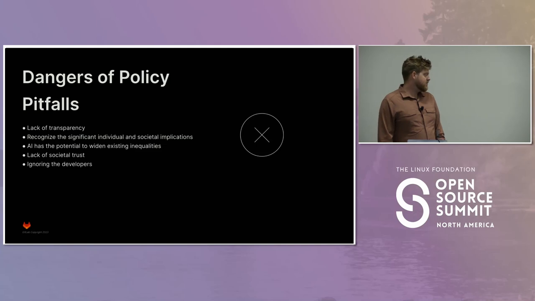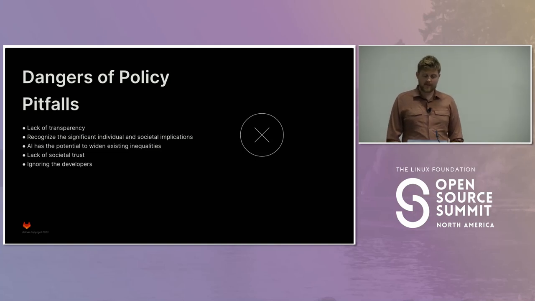The dangers of policy pitfalls. So I'm sure these are all things that we are currently worried about. The dangers of political policy pitfalls in machine learning cannot be ignored. Without transparency, there is a risk that these biases and inequalities will be amplified, exacerbating societal issues. It is critical to recognize the significant individual and societal implications of these technologies and approach them with caution. Machine learning has the potential to widen existing inequalities and further divide society, which could have catastrophic consequences.